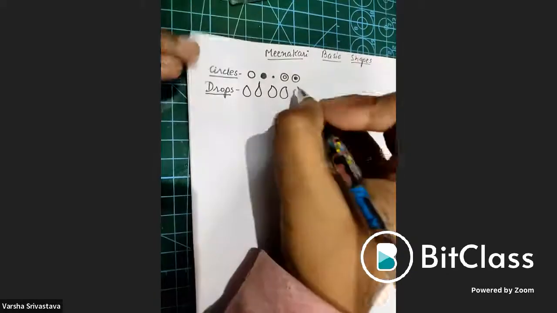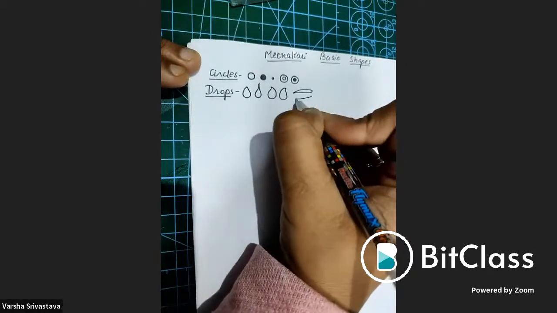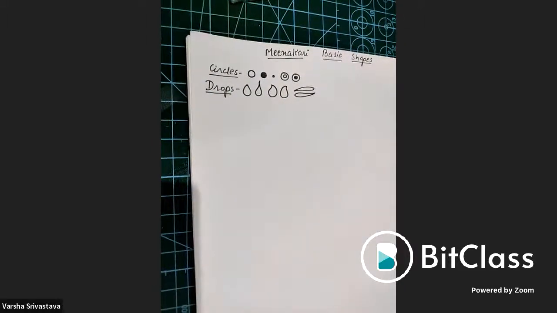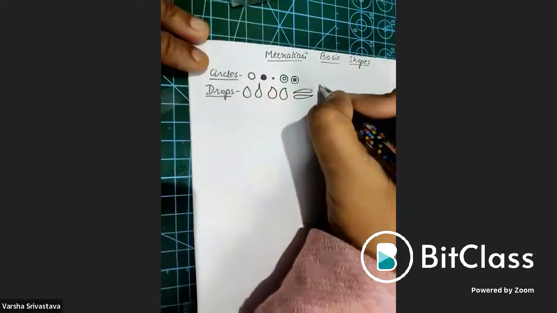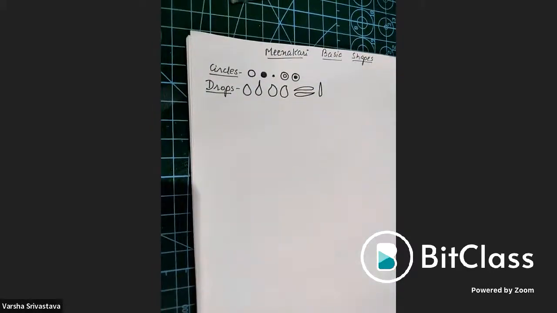Okay. Then I'm going to make the horizontal drop. Again, do not twist it very much, otherwise this will become a mango motif. And any queries, any doubts, you can just put it in the chat box. Then I'm making a long drop. This is a long drop. Okay. So these are the drops.